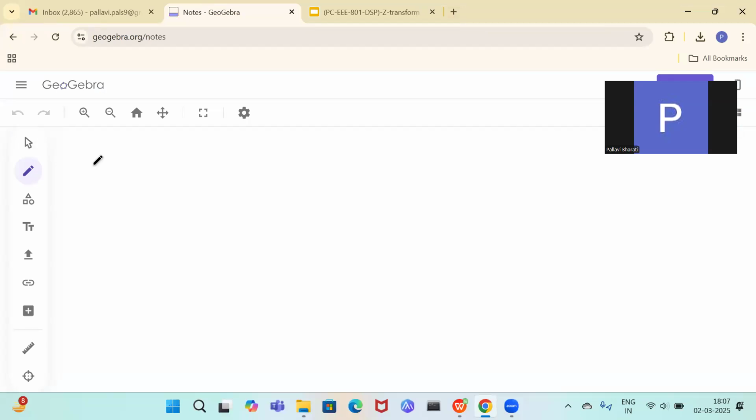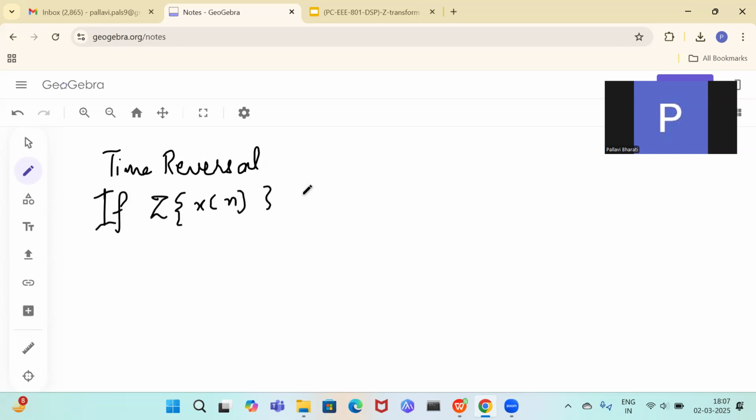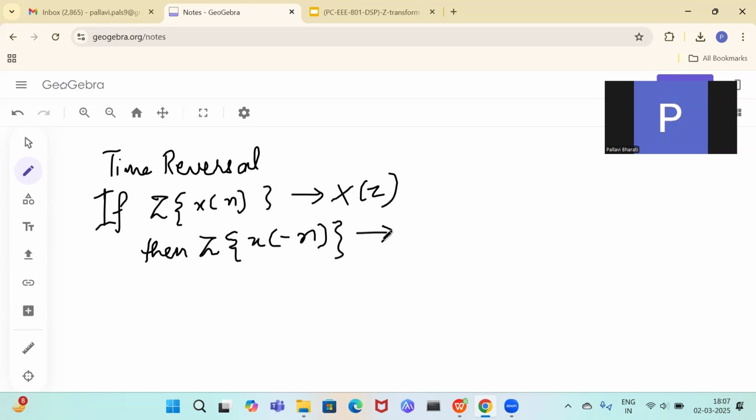Okay, so let's first start with the time reversal property very quickly. The time reversal property of Z transform says that if the Z transform of x of n is X of z, then the Z transform of x of minus n will be X of z to the power minus 1.